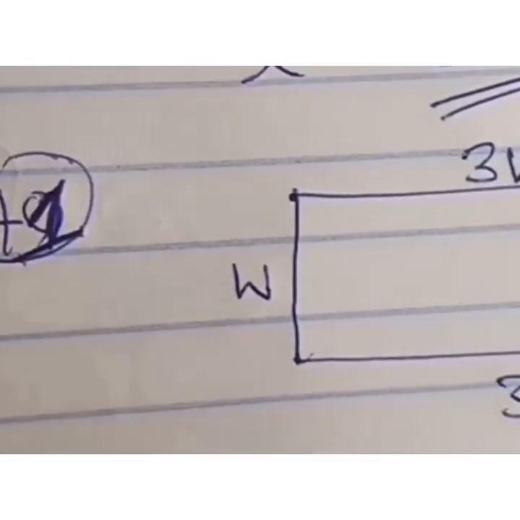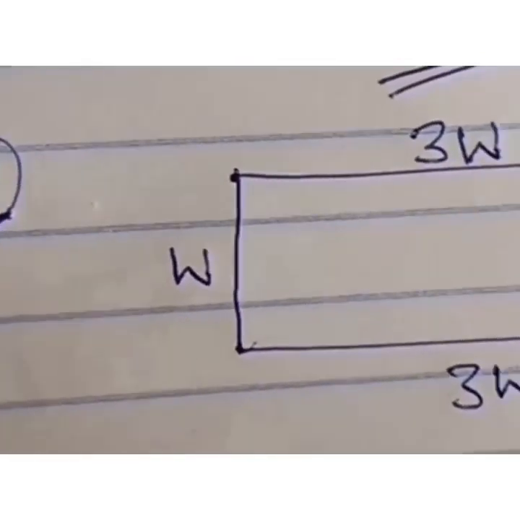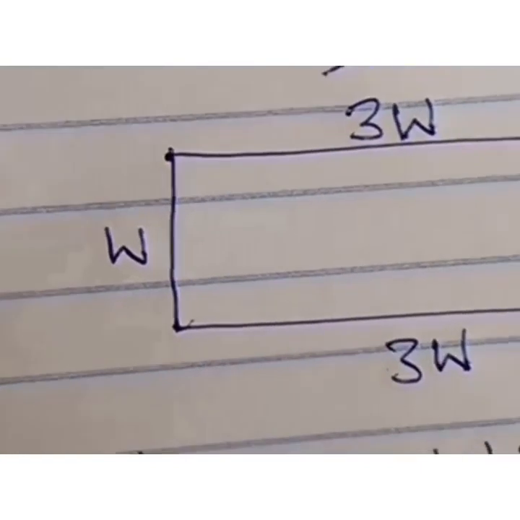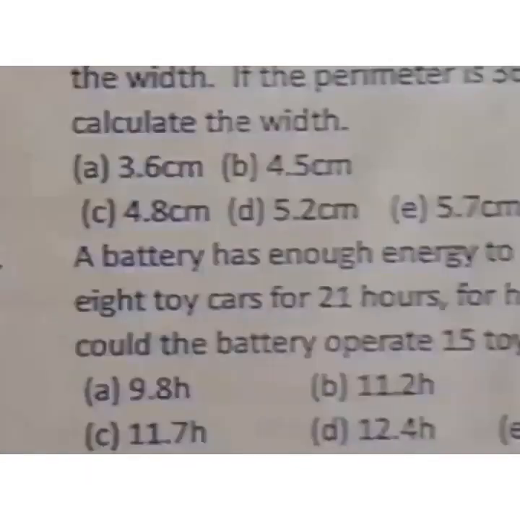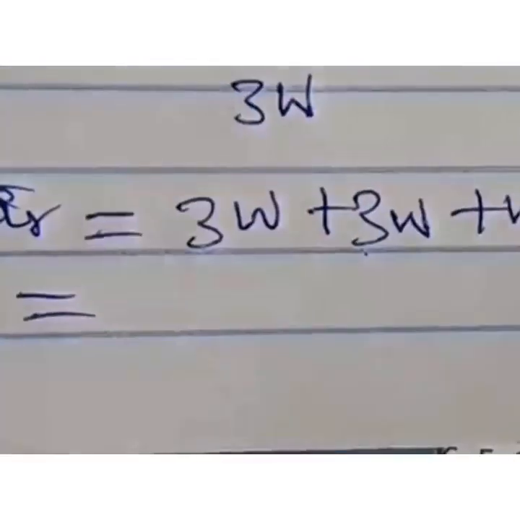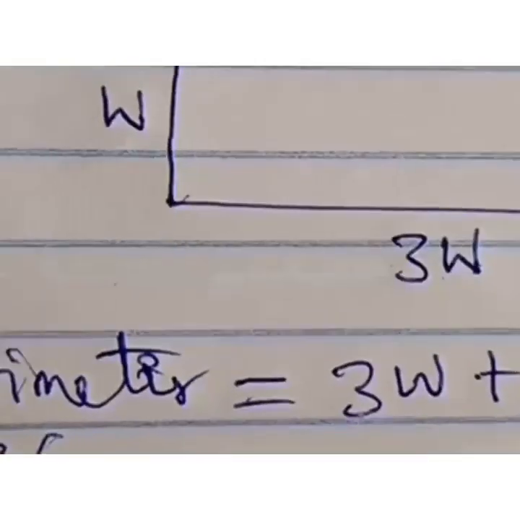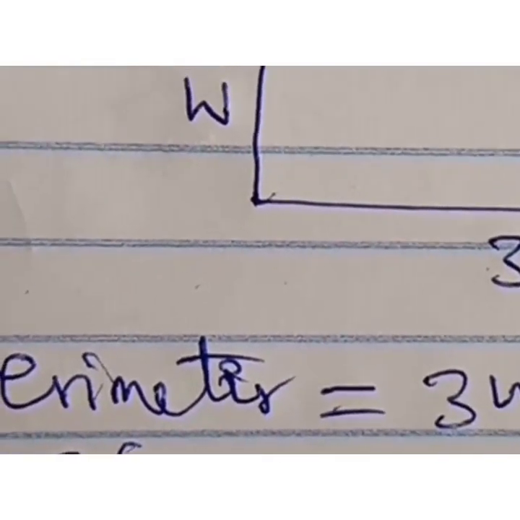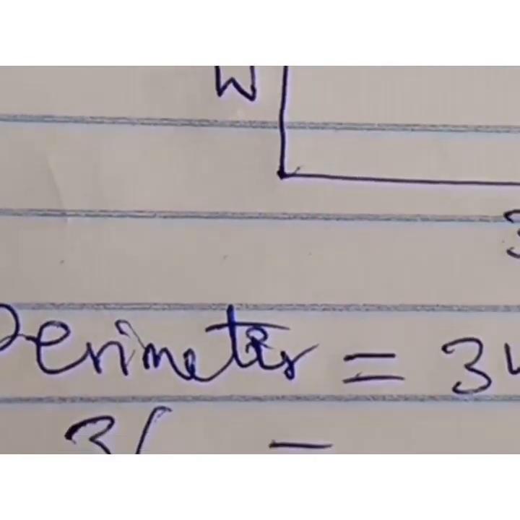So the perimeter of this rectangle will be equal to 3W plus 3W plus W plus W. Now the perimeter is given to us to be 36, so we put in 36 for the perimeter. Now we solve this. These are the same letter, so 3W plus 3W gives us 6W, 6W plus 1W is 7W, plus 1W again, we have 8W altogether.